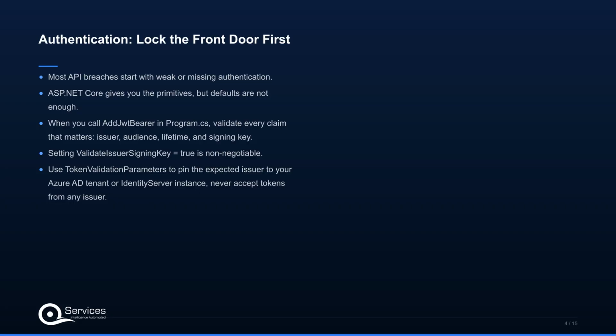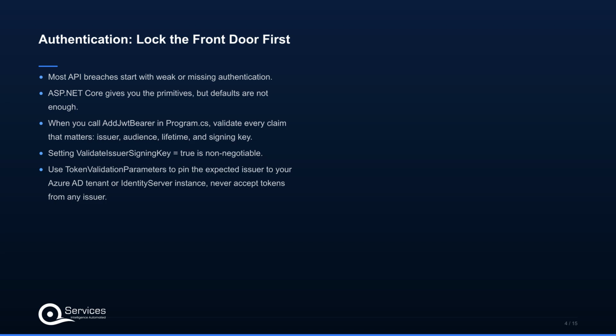Authentication. Lock the front door first. Most API breaches start with weak or missing authentication. ASP.NET Core gives you the primitives, but defaults are not enough. When you call in, validate every claim that matters: issuer, audience, lifetime, and signing key.